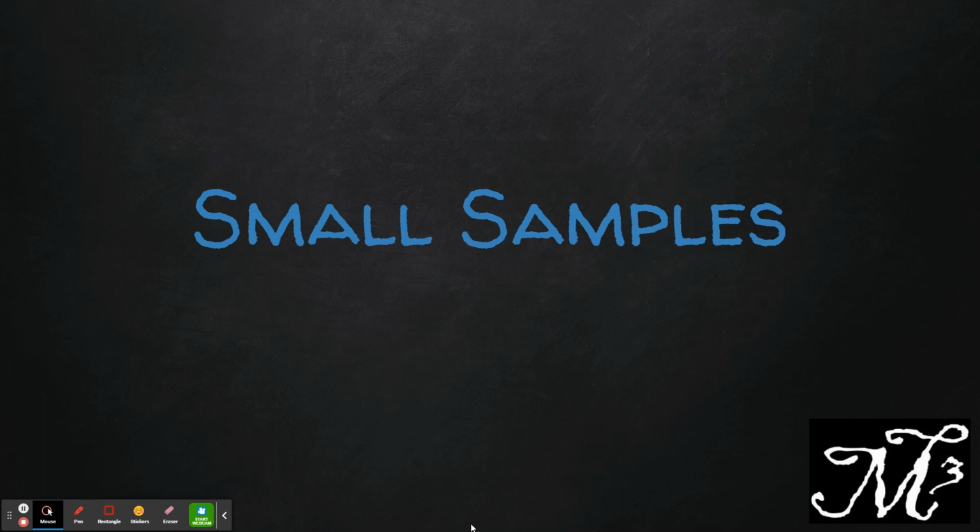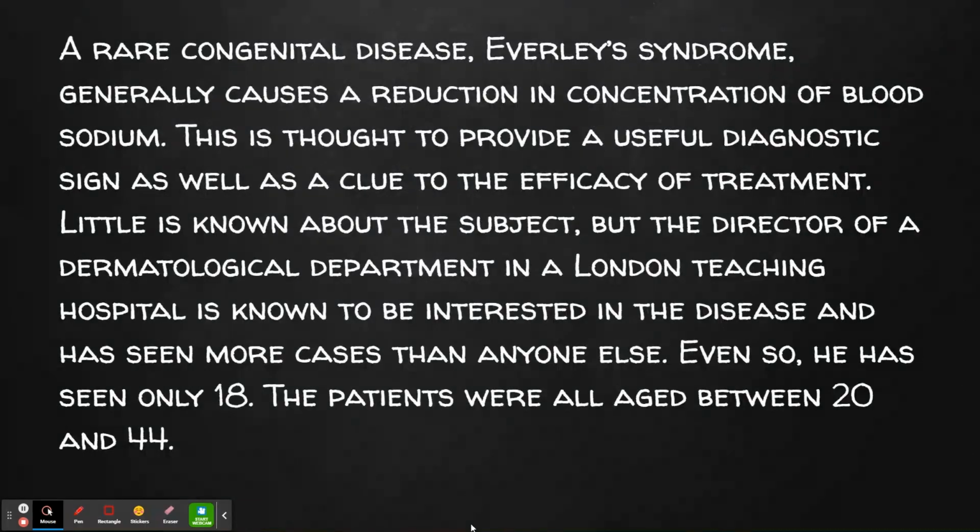Today, we're going to talk about a confidence interval for a mean with a small sample. A rare congenital disease, Everly syndrome, generally causes a reduction in the concentration of blood sodium. This is thought to provide a useful diagnostic sign as well as a clue to the efficacy of treatment.